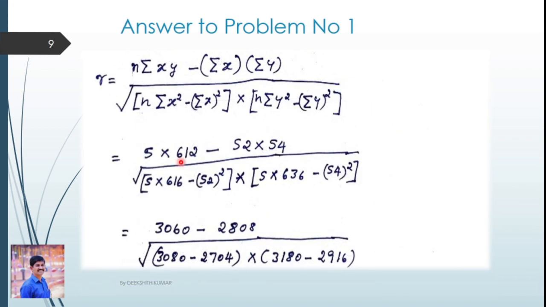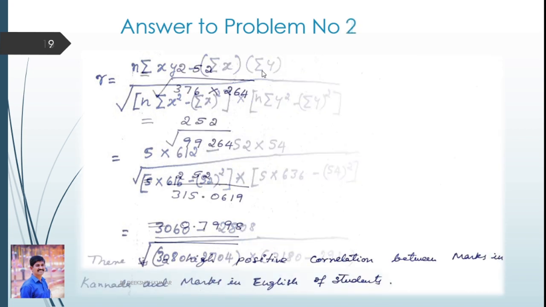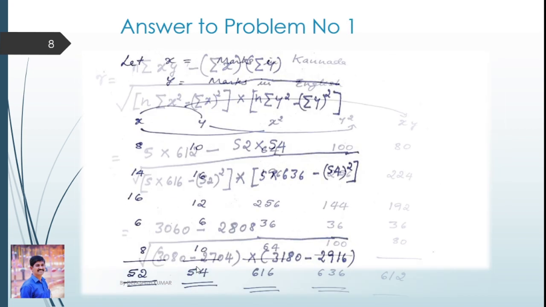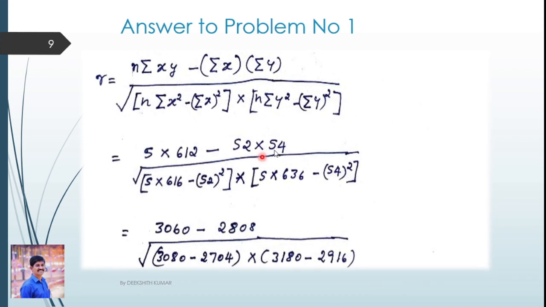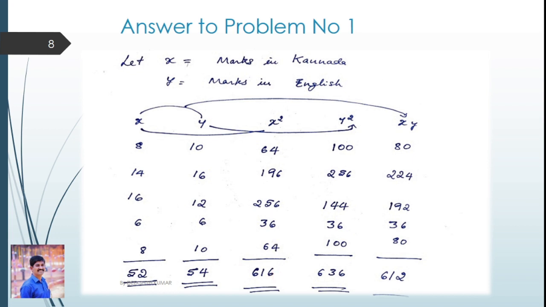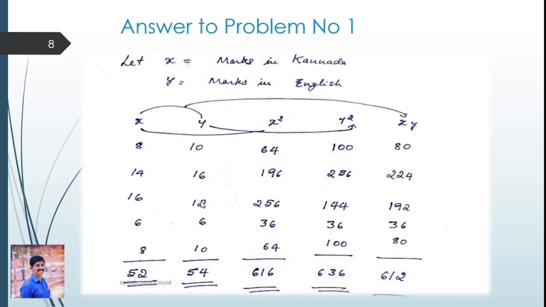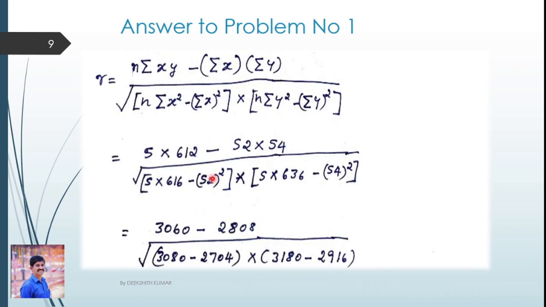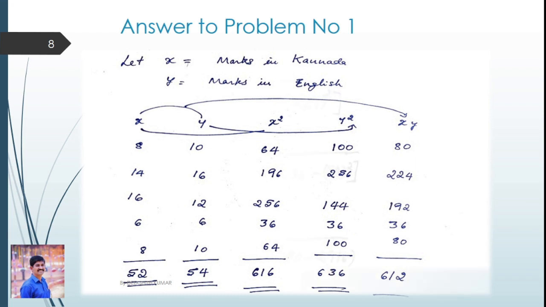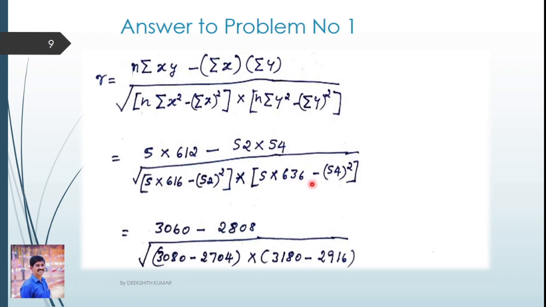So 5 into 612 minus, in the formula, sigma x, the total of x, is 52. Sigma y is 54. So 52 into 54. n is 5. Sigma x square is 616. So 5 into 616 minus sigma x whole square, that is 52 whole square. Then n into sigma y square, the sigma y square is 636. 5 into 636 minus sigma y, we know that is 54, sigma y whole square is 54 whole square.